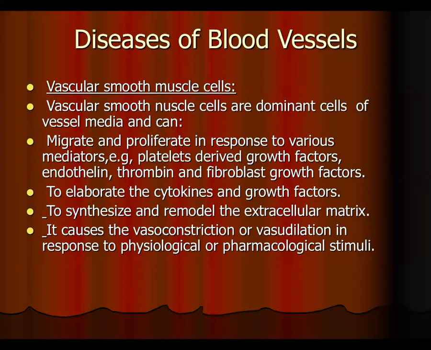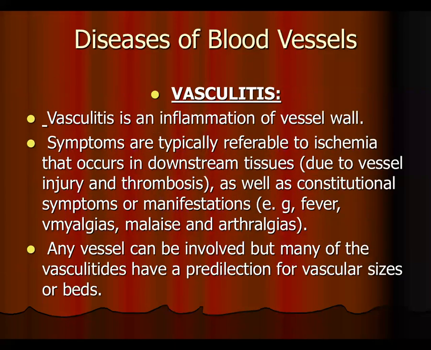Now we come to the topic of vasculitis. Vasculitis is an inflammation of the vessel wall, and it can be caused by a lot of causes. There are two types. Number one is the infectious type, and another one is the non-infectious or immunologically mediated type. The infectious type can be caused by a lot of organisms: bacteria, viruses, fungi, and also spirochetes, Rickettsia, and mycobacteria causing tuberculosis. These are a list of causes that can contribute to the pathogenesis of infectious vasculitis.